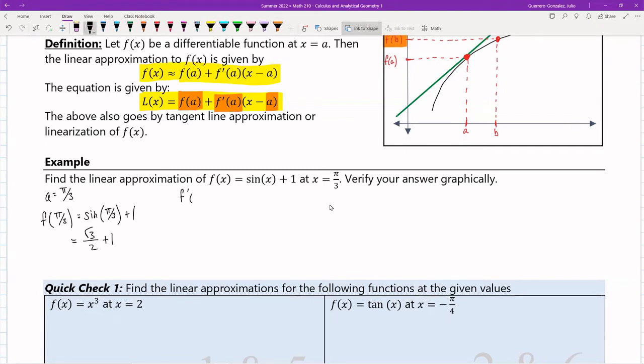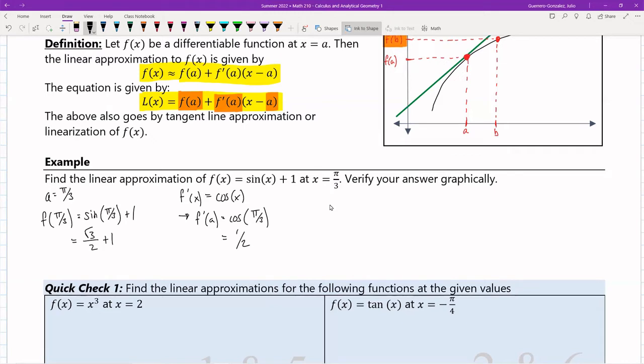Let's just find f of x, first of all. We need to find the derivative of this. So the derivative of sine x plus 1 is just going to be cosine of x. So that gives us f prime of a. Now we get to plug in pi over 3 into our f prime. So it's going to be cosine of pi over 3, and if you remember from trig, that's supposed to be 1/2.